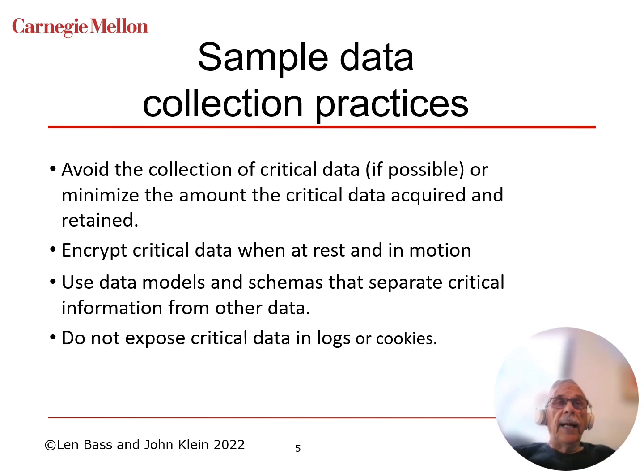How do you minimize the amount of data that you need to protect? Well, number one, don't collect it if you don't need it. Number two is encrypt it so that even if somebody breaks in and gets the data, they can't understand it. Number three, use data models and schemas that separate the critical information from other data. That lets you set different protection settings, different access rights for sensitive data. And do not expose critical data in logs. Don't save them in logs. Don't save them in cookies.